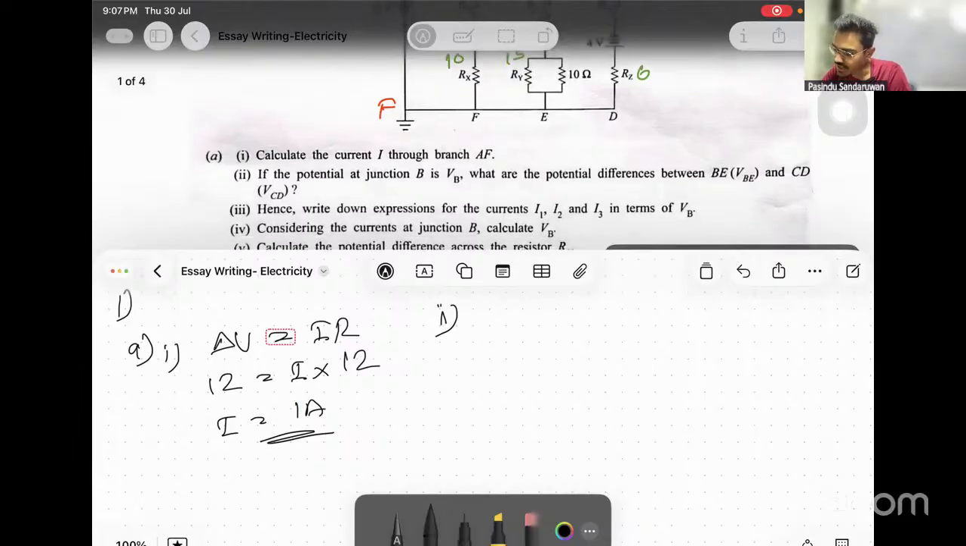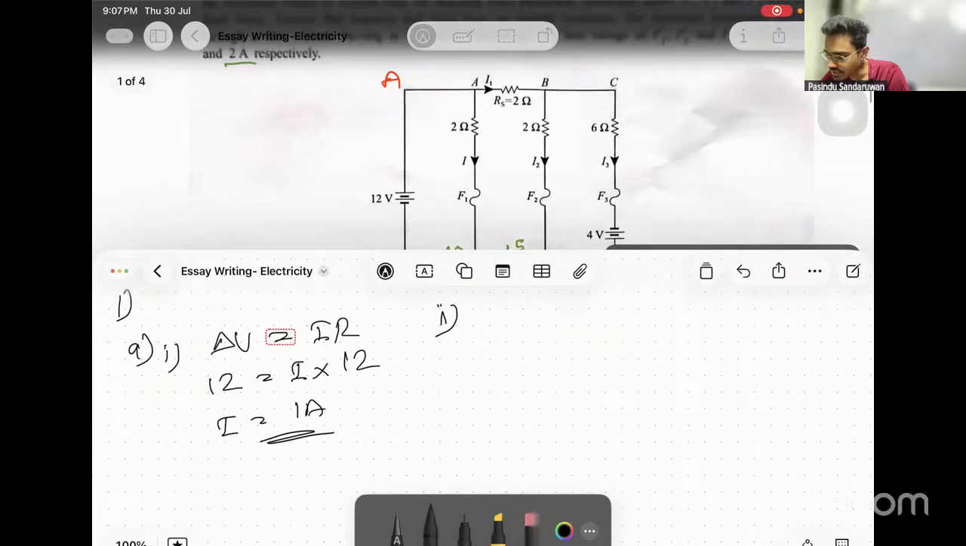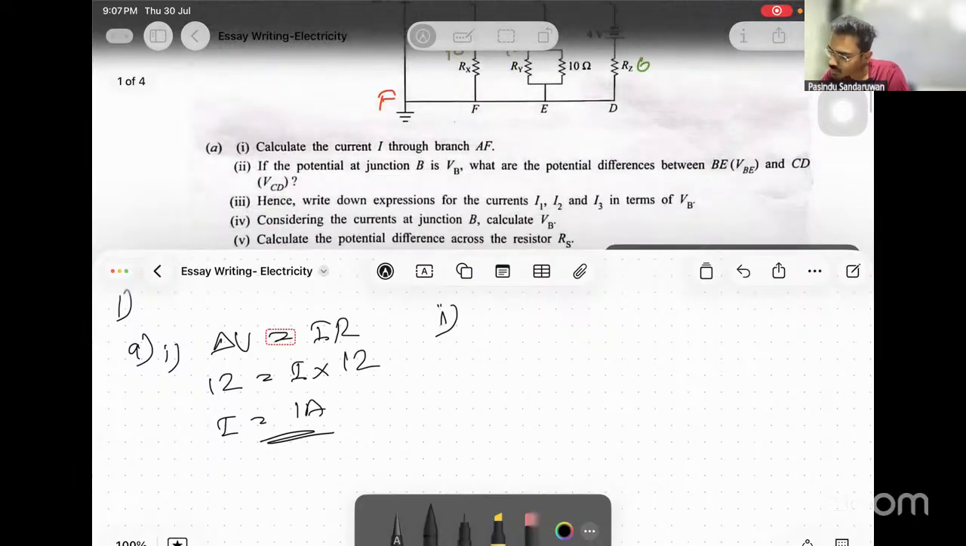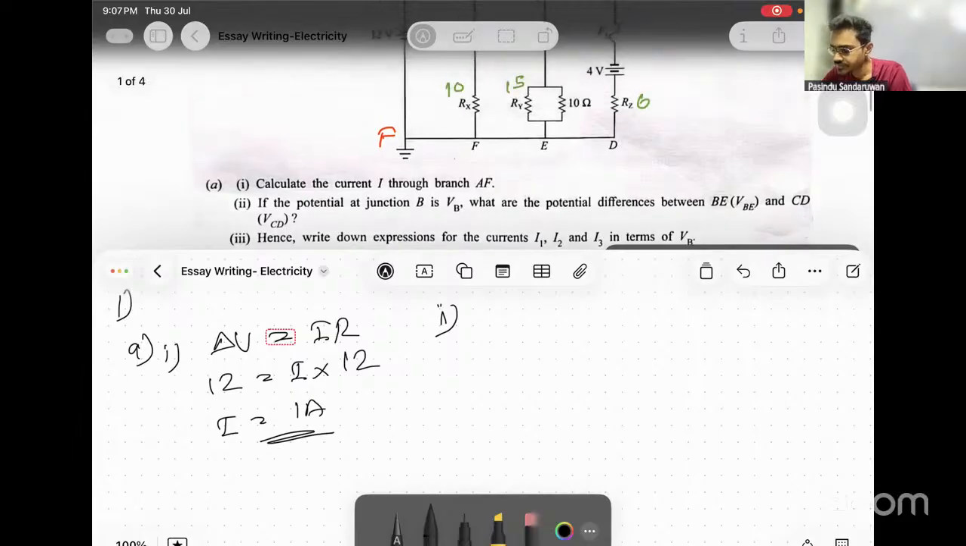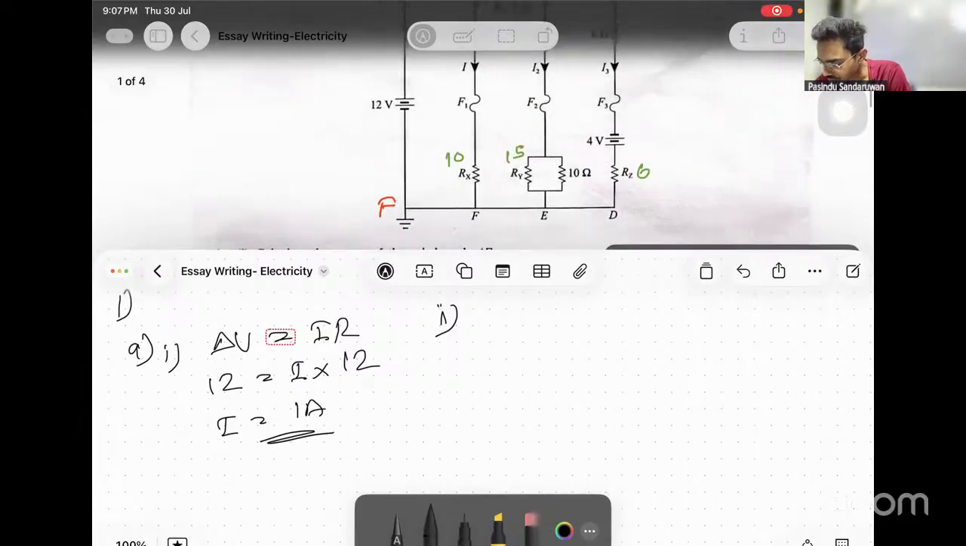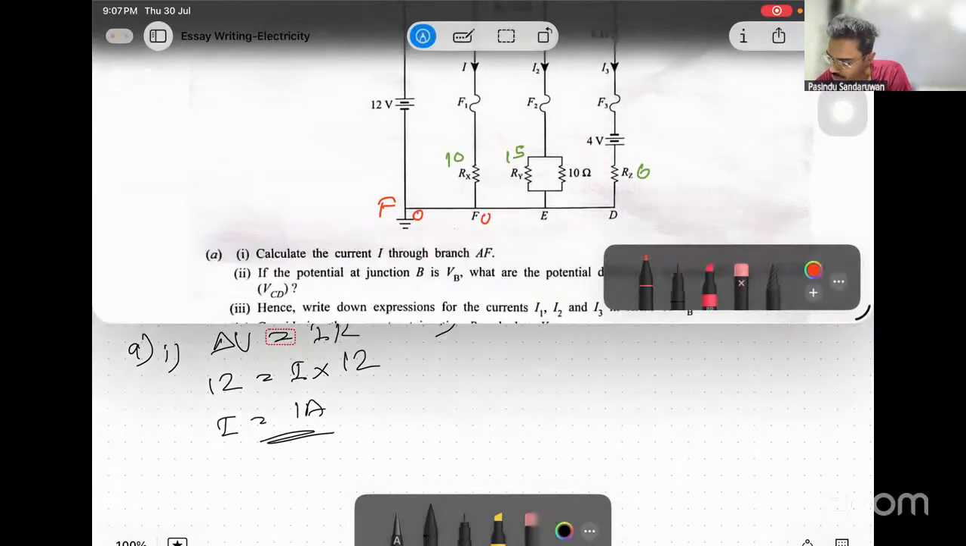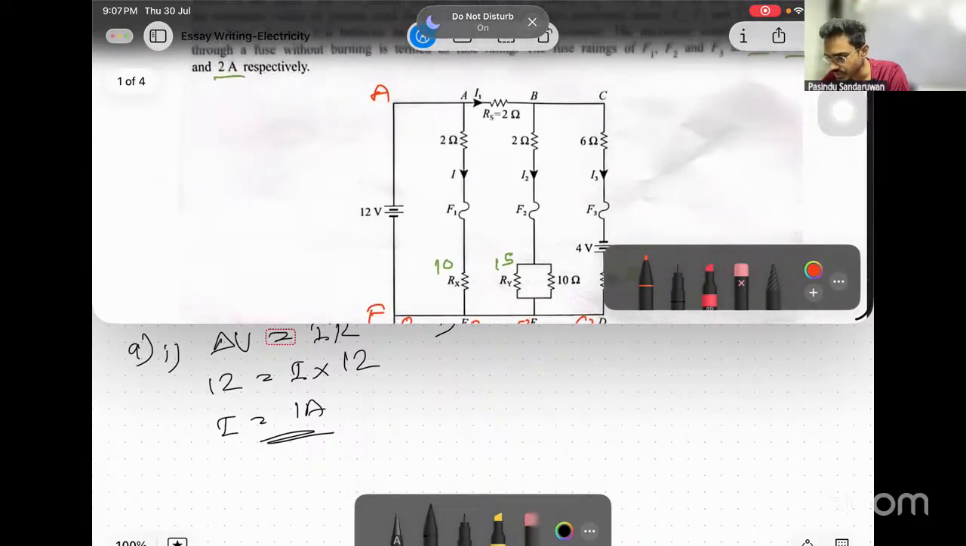Second one. If the potential at junction B is VB, what are the potential differences between B and E, VBE, and C and D, VCD? Now we know these are grounded. If this point is 0, all these points are 0. They are groundings on the same point.